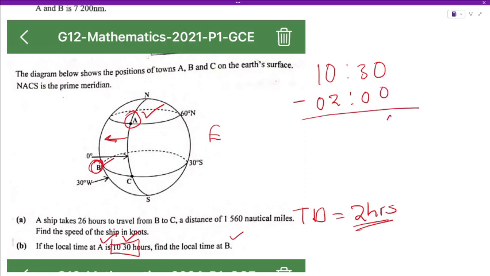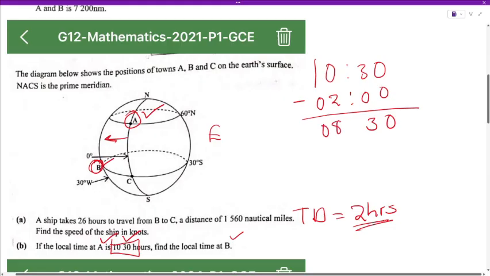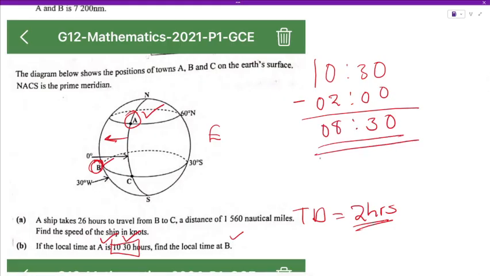Subtract 0 minus 0, 0, 3 minus 0, 3, 10 minus 2. You can simply say 10 minus 2, or you can get a 1 from there. You make this one 10 still. Okay, so at that point it doesn't matter. You can simply say 10 minus 2 there, it will give you 8. So meaning the time at B is going to be 08:30.